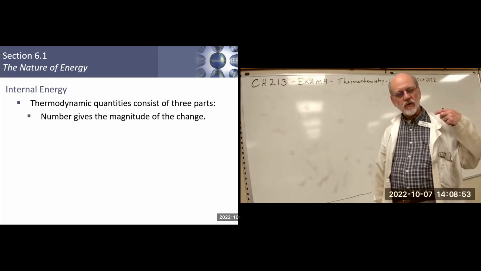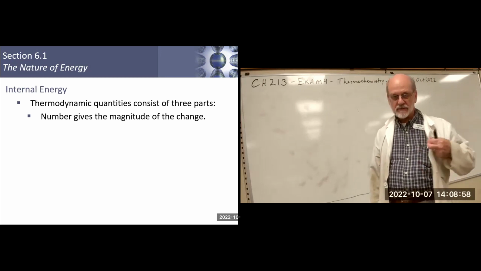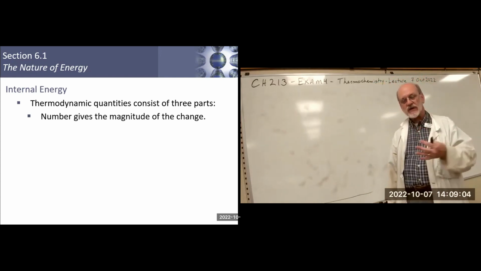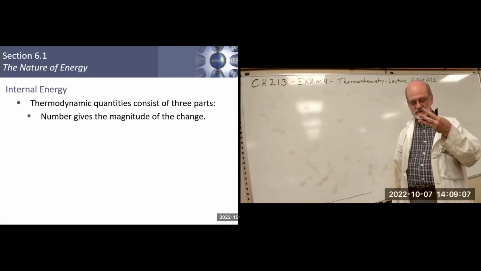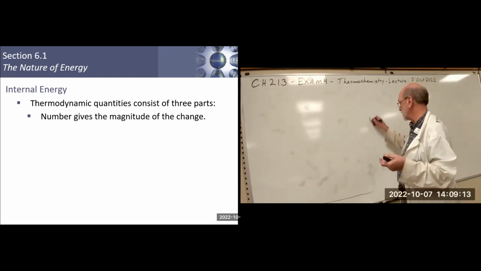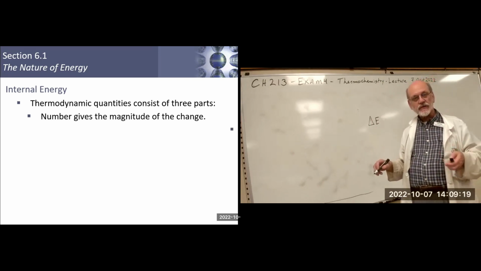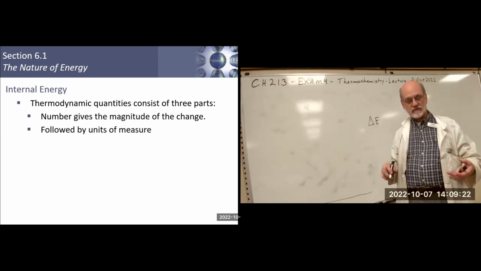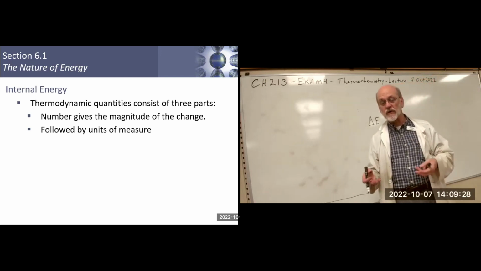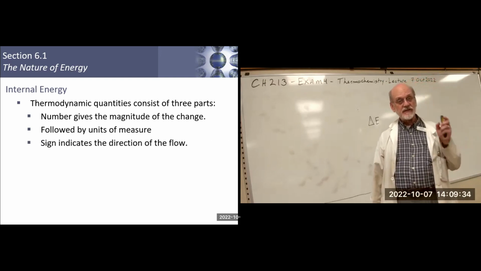When we're talking about a thermodynamic quantity like energy, any quantities that we measure or calculate have three components. One is the number, the magnitude of whatever change has occurred. There'll also be units of measure, should be joules. Most of what we're going to do is in terms of joules, but there are other energy units that you could use. And last but not least is the sign.